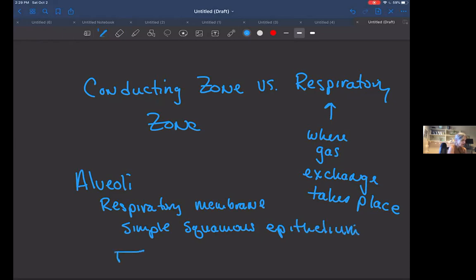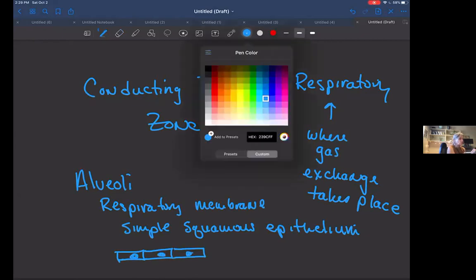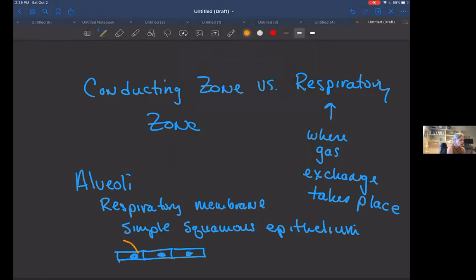So if I were to draw, it might look something like this. We have flat cells and a single layer of them. And this is where gas exchange is going to take place. So oxygen moves across that surface. Oxygen, that's O2. And CO2 moves out. So this is where gas exchange takes place.